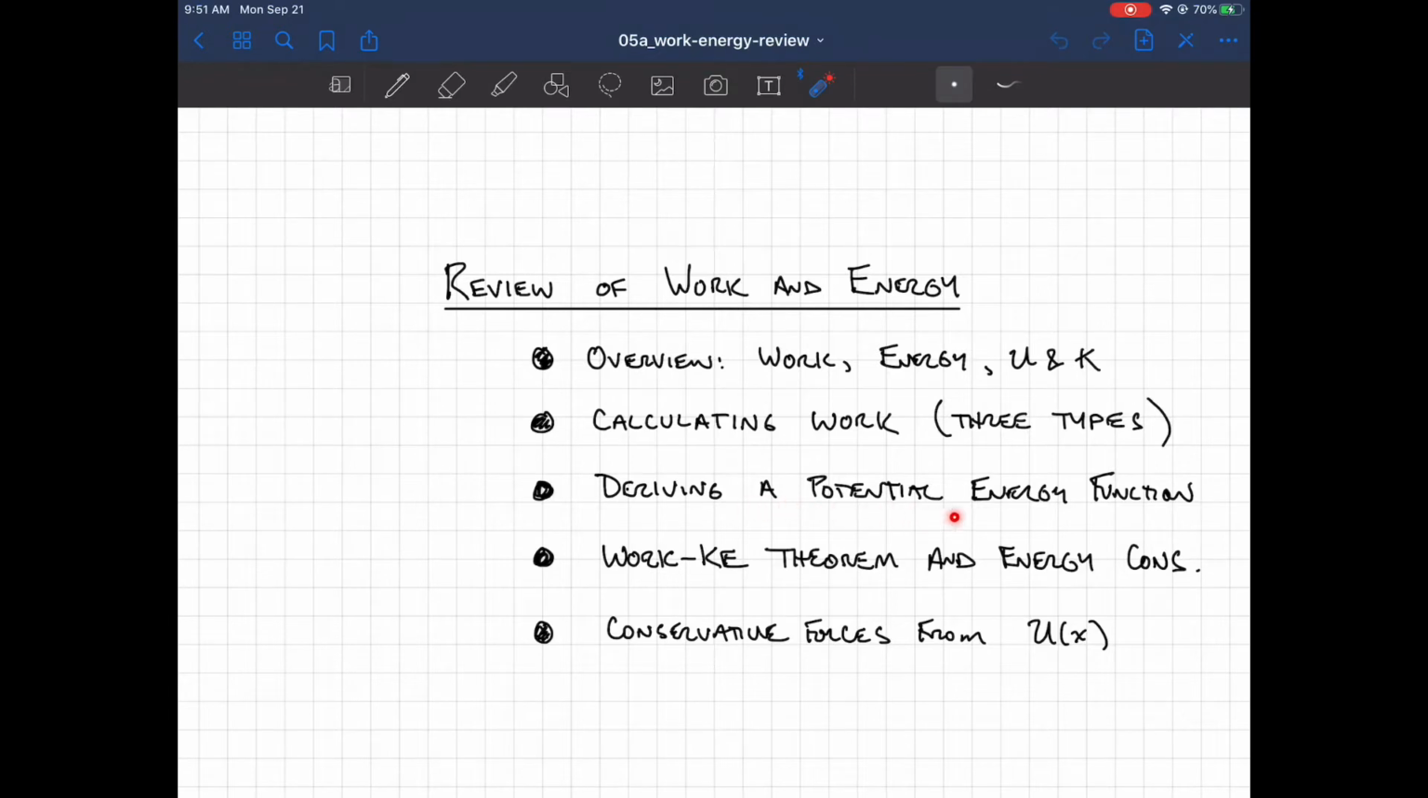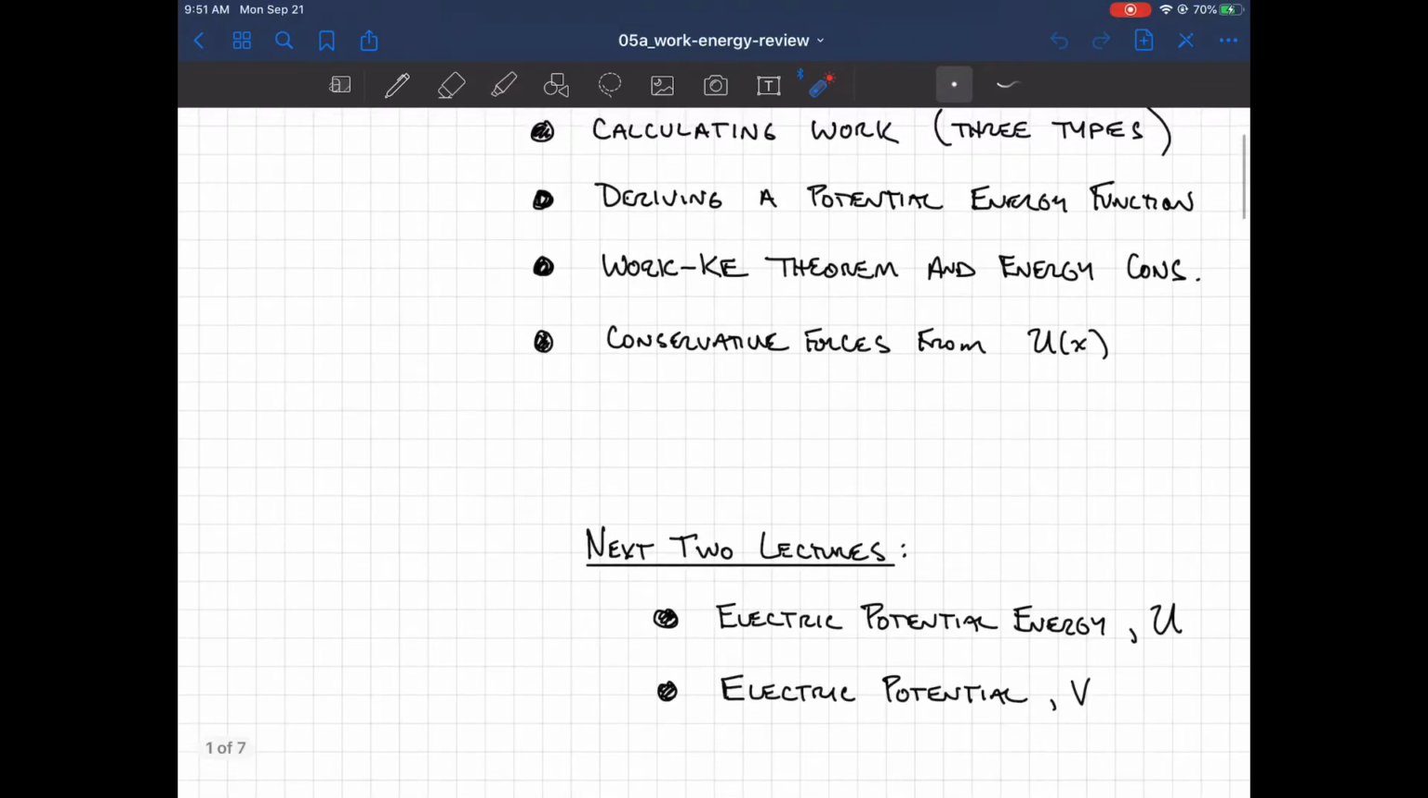So we derived a potential energy function using a conservative force, but once you have a potential energy function, that implies the conservative force field as well. So we'll talk about that at the end. And in the next two lectures, as I said, we'll apply it to the topics of this class. So next time we'll talk about electric potential energy, which is just a new electric potential derived from the electric force. And then we'll introduce this slightly differently named thing, the electric potential, which is given by V.